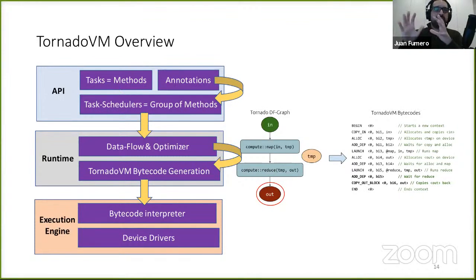This is just a way to orchestrate execution. Basically, the bytecodes will tell us: allocate this buffer on the device, do the data transfer of this variable into the device, the GPU, launch a method. The first time we launch a method, we compile that method down to whatever we have available, either OpenCL or PTX.